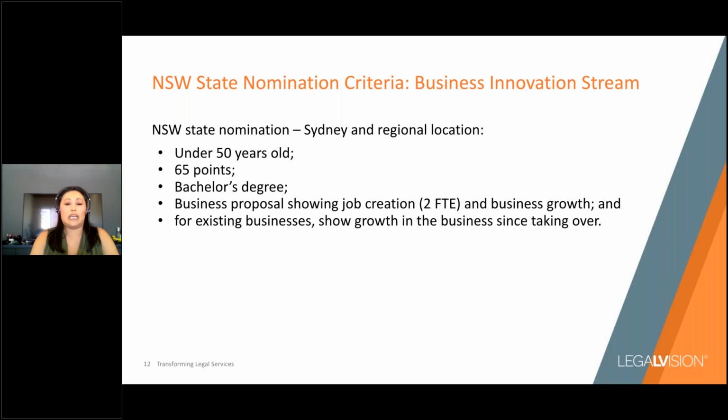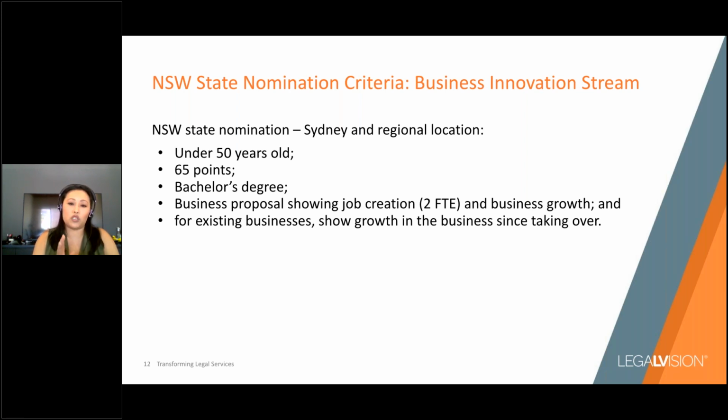They also want you to show that you have a business plan or business proposal where it focuses on the growth of any business that you intend to purchase or any business that you intend to establish, and that growth includes creating jobs, hiring Australian workers, and what that in turn looks like.